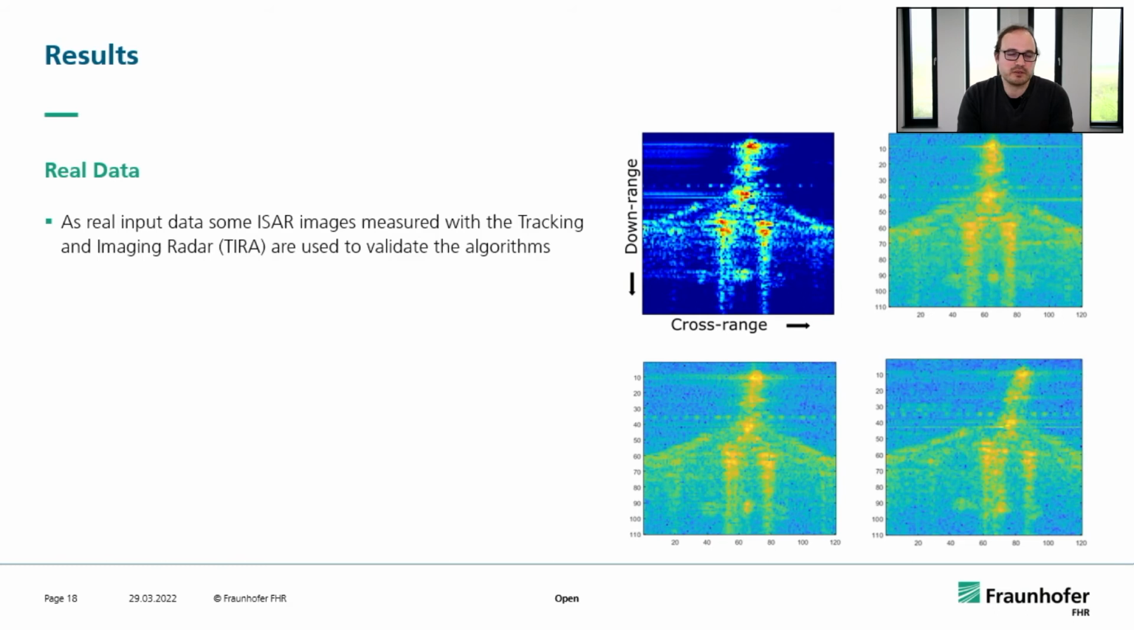Now we actually have a look at the real data that was measured with the TIRA system here from FHR. We can see 4 examples. I'm sorry for the different color bar, the different scaling, but this is from the same measurement, the same aircraft. You can see that the aspect angle is increasing. This is the smallest one, then this, and then this. And that's the image from the beginning, where we see the structure behind the engine, and we can also see it here, here, and here.